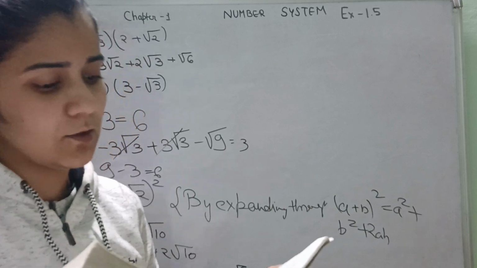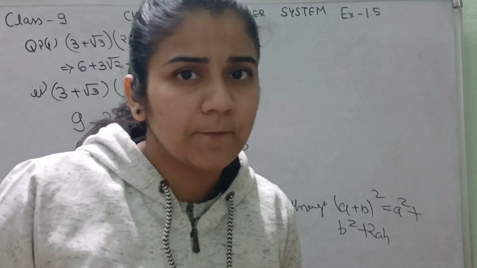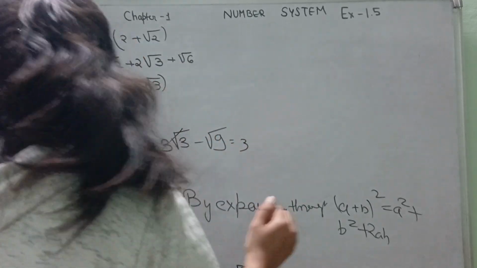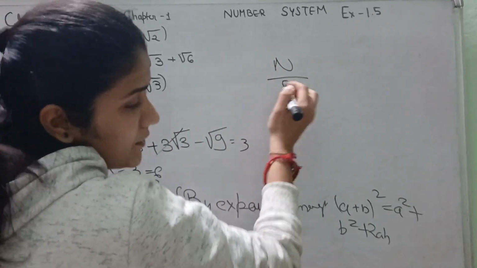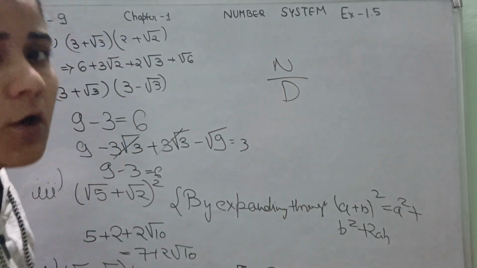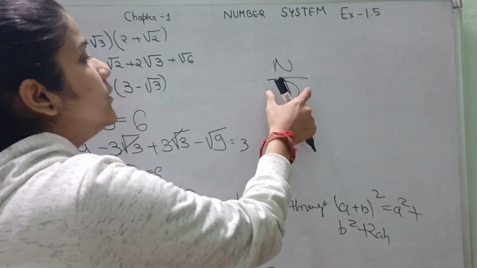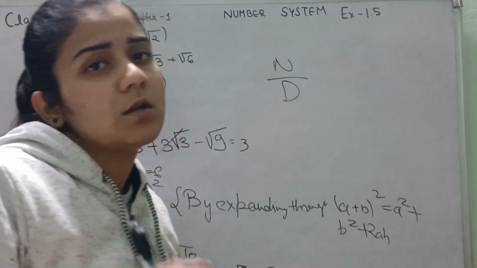Rationalize the denominator of the following. So we have fractions, right? The basic rule of fractions is, this is the numerator, the upper side, and this is the denominator, the lower side. The rule of the fraction states that there will never be a negative value in a denominator.